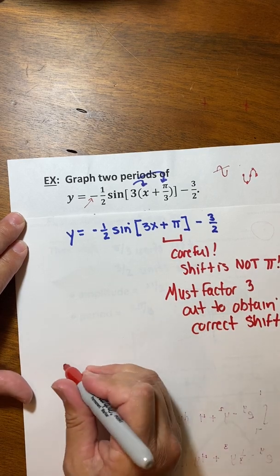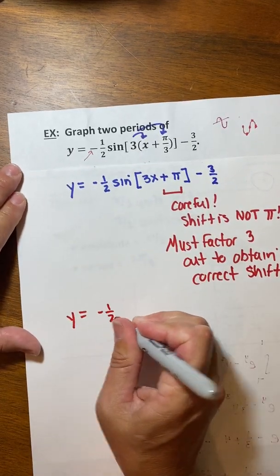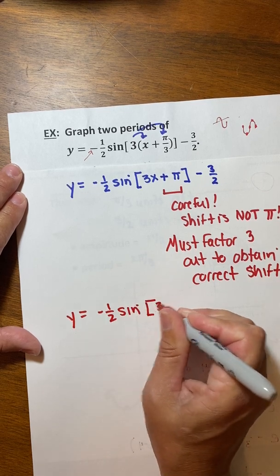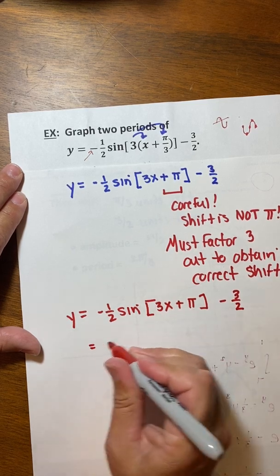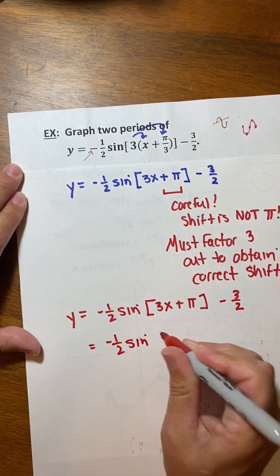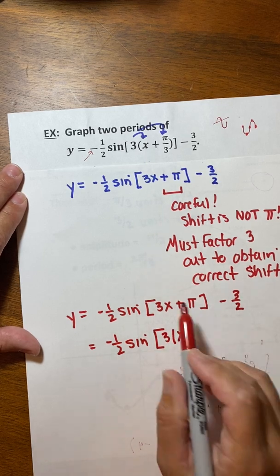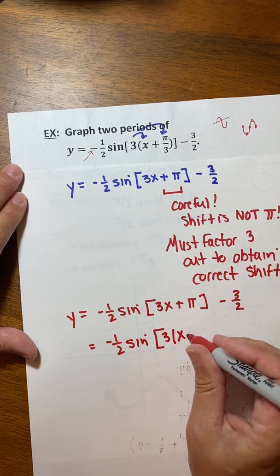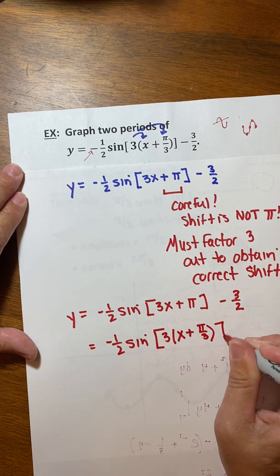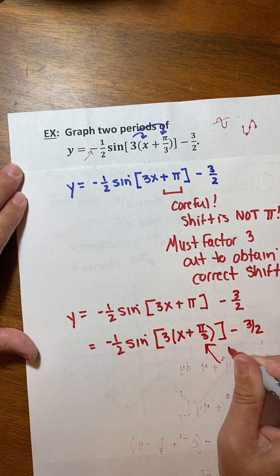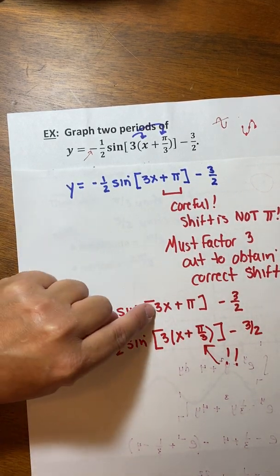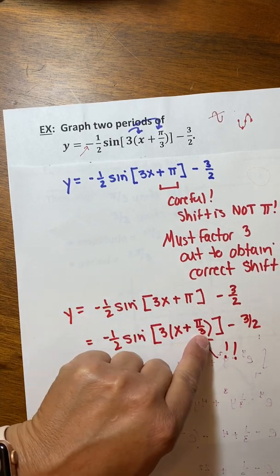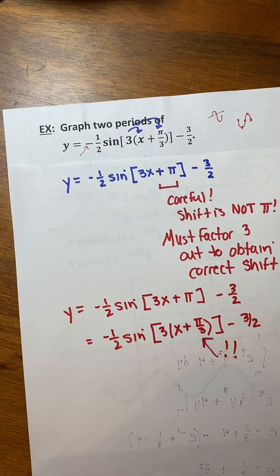All right, so if we have y equals negative 1/2 the sine of 3x plus pi minus 3/2, we're just going to factor the 3 out inside of the sine. If we take the 3 out, we just divide this by 3. And this would be the correct shift. So it's really super important if you're given the equation in this form that you factor that coefficient out, and that's not the shift. The resulting numerical value inside the parentheses is the shift. All right, have fun with these guys.